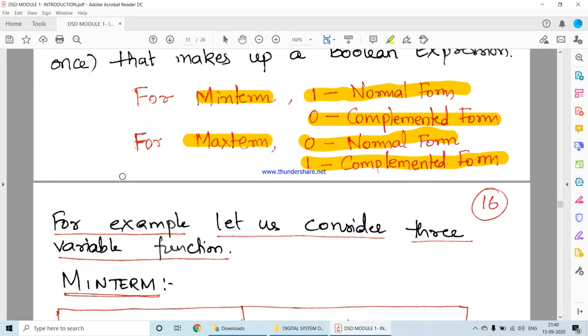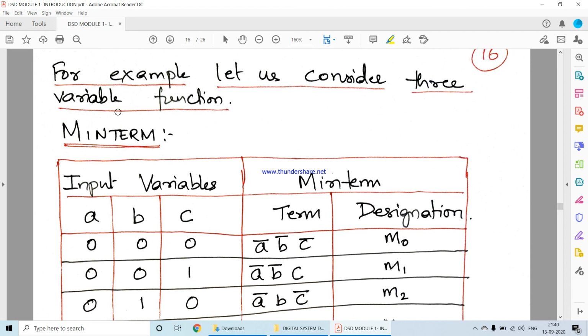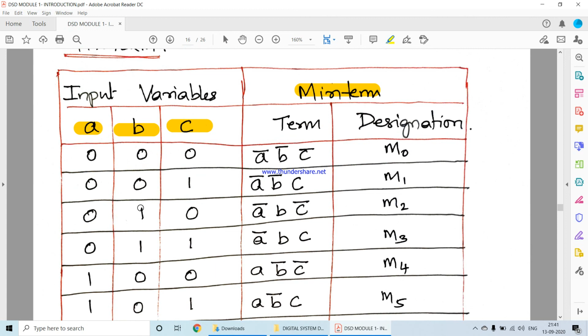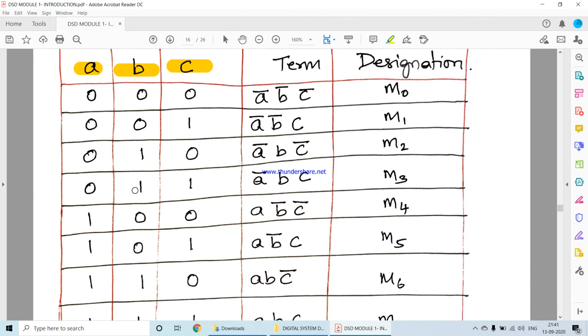Now we will understand this with an example. For example, let us consider a three variable function. So a three variable function has input A, input B, input C. Now we will see how to write min terms for these three variable inputs. When I say three variable input, how many conditions will I get? I will get 8 conditions.